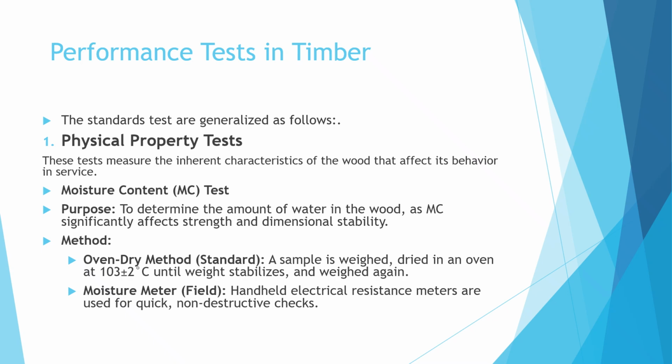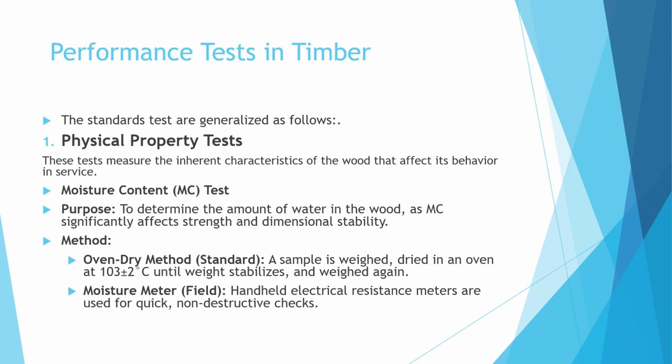In performance testing of timber, we need to check the physical property. The standard tests are generalized, and number one is the physical property test. These tests measure the inherent characteristics of wood that affect its behavior in service. One of the tests we have to check is the moisture content test. The purpose is to determine the amount of water in the wood, as MC significantly affects the strength and dimensional stability. The method you are going to use is the oven dry method.